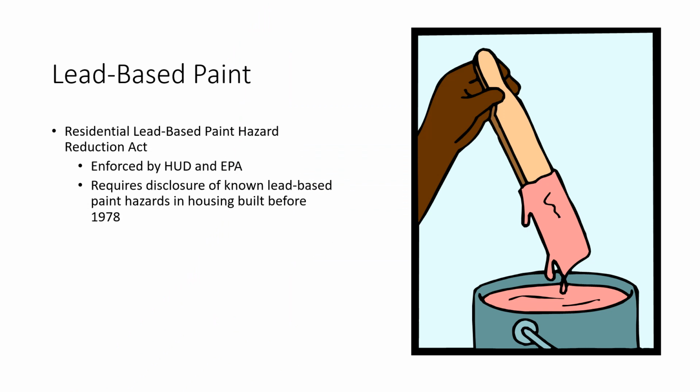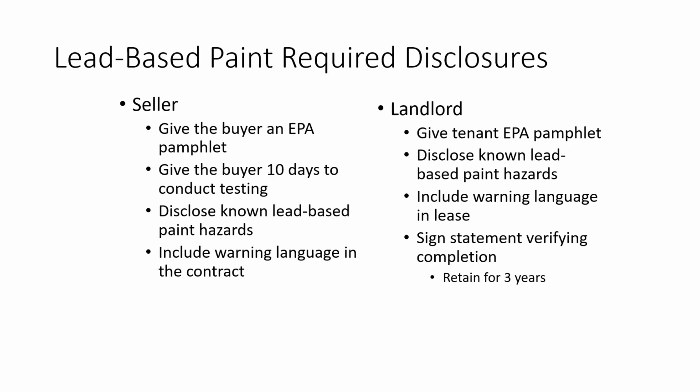Lead-based paint. The Residential Lead-Based Paint Hazard Reduction Act is enforced by HUD and the EPA. It requires disclosure of known lead-based paint hazards in housing built before 1978. The required disclosures: the seller must give the buyer an EPA pamphlet, give the buyer 10 days to conduct testing, disclose known lead-based paint hazards, and include warning language in the contract.